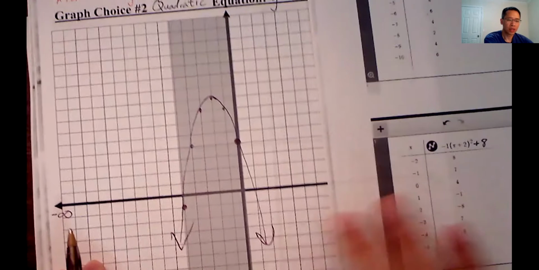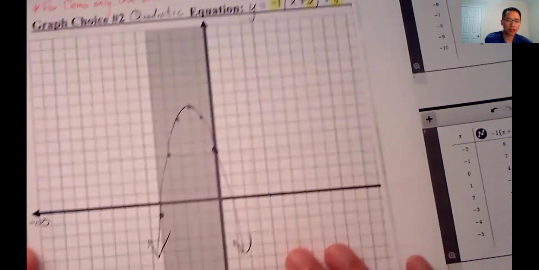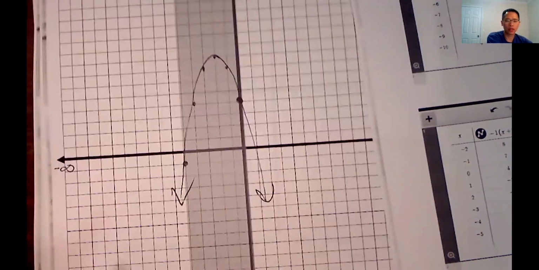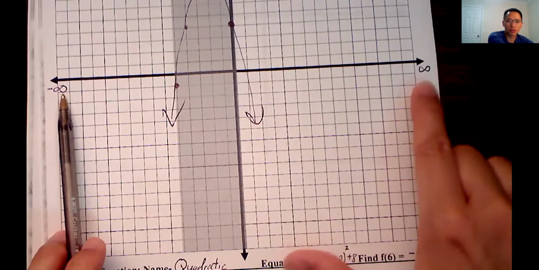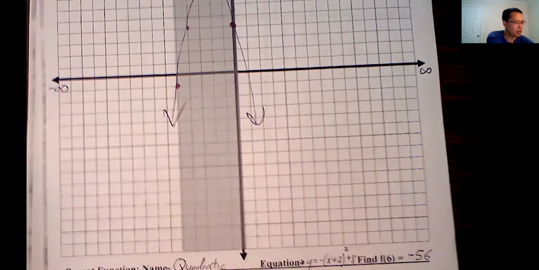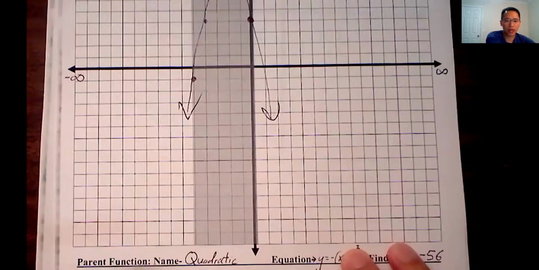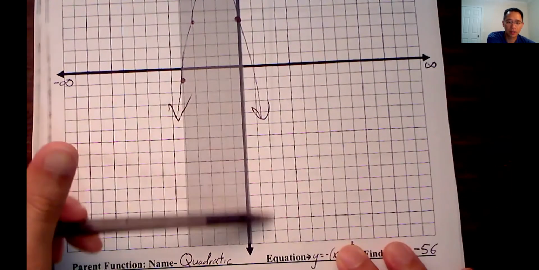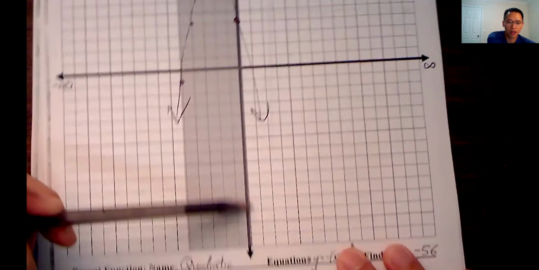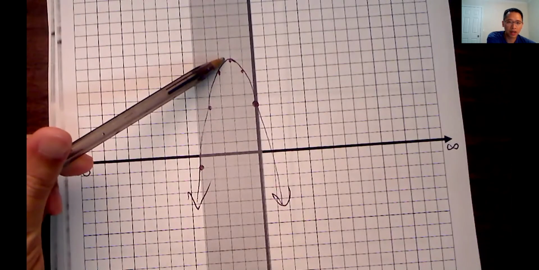Okay, so now I have my first and second graph. Oh, and then I also need to fill out the bottom portion as well. My domain is always from -infinity to +infinity. We have our range from -infinity all the way to 8, because the lowest y value we see is -infinity because of the arrow pointing down, but the highest y value is +8.